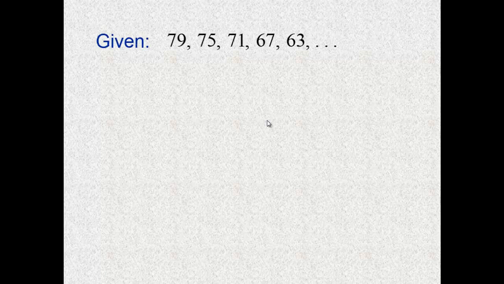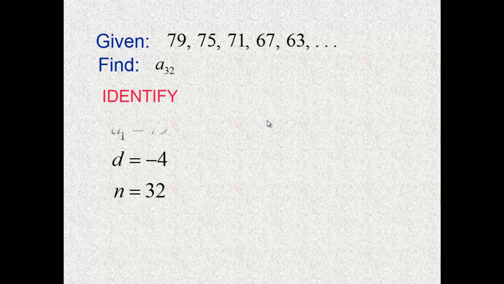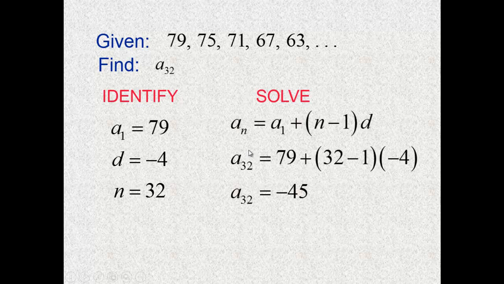I have other examples. Given that 79, 75, 71 until 63, find a_32. Identify a_1 is 79. The common difference is -4, from 75 minus 79. For n is 32. So a_32: just substitute into the formula, a_n equals a_1 plus n minus 1 times d. So the answer is -45.